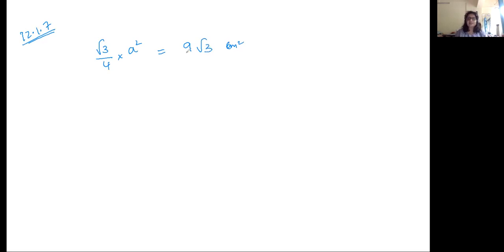Shivesh, yeah, your answer is correct. Arav has also gotten it now. Very good. So root 3 will get cancelled. So you get a square by 4 is equal to 9, which means that a square is equal to 9 into 4, which means that a will be equal to root of 9 into 4. So 9 4s are 36. Root of 36 is 6. Straightforward, 6 centimeters.